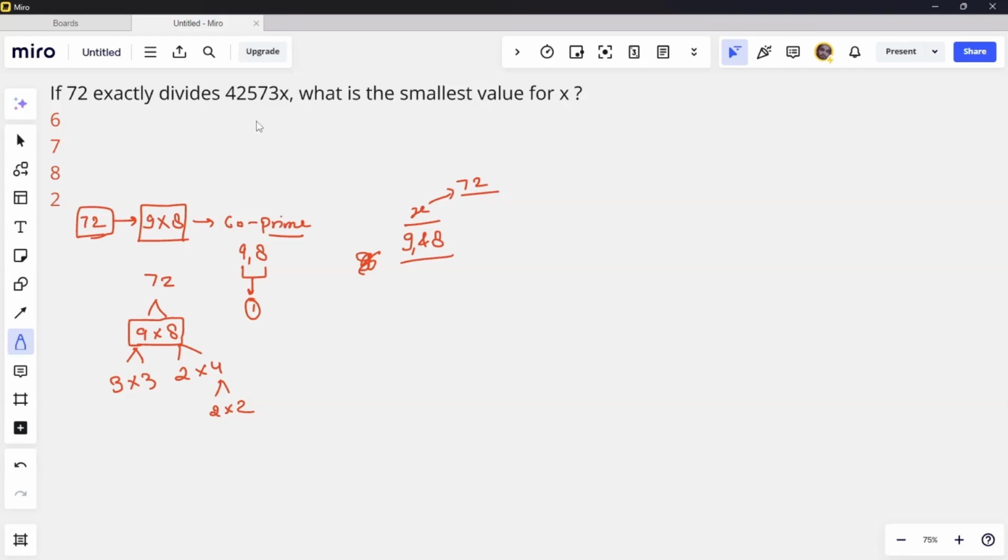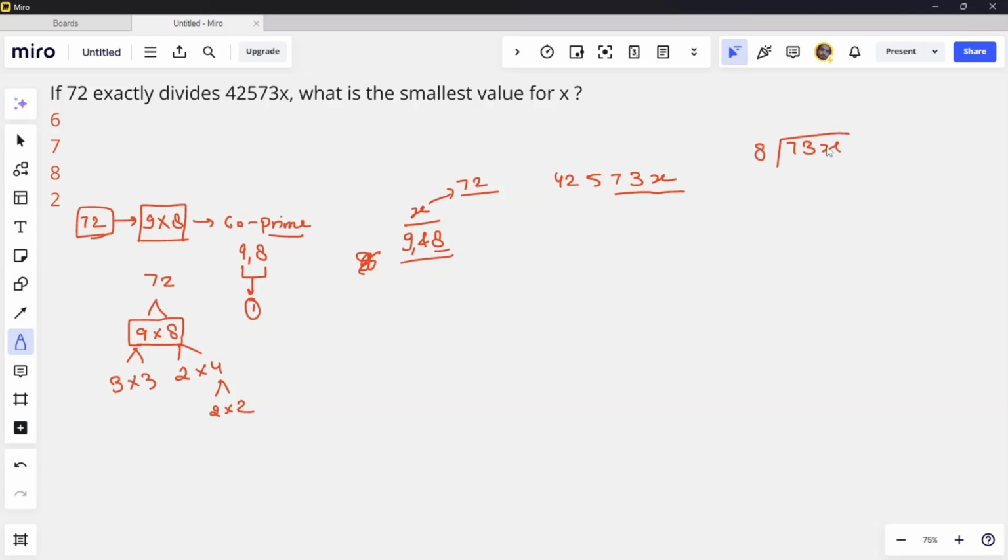Okay, now let's try to apply this concept on this number. So this number is 42573x. Now tell me, what is the divisibility rule of 8? The divisibility rule of 8 is that if the last three digits of a number are completely divisible by 8, then the complete number will also be divisible by 8. So let's check the last three digits.